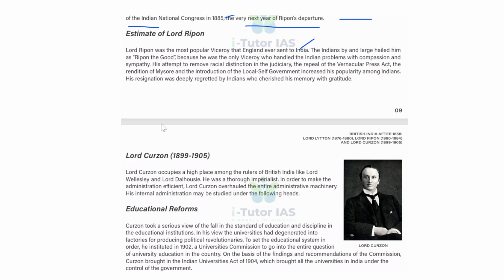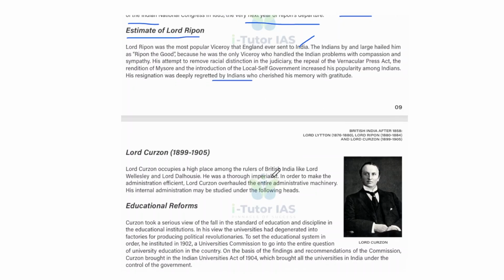His attempt to remove racial distinction in the judiciary, the repeal of the Vernacular Press Act, the rendition of Mysore, and the introduction of local self government increased his popularity among Indians. And his resignation was deeply regretted by Indians who cherished his memory with gratitude. So that is the Lord Ripon time period.